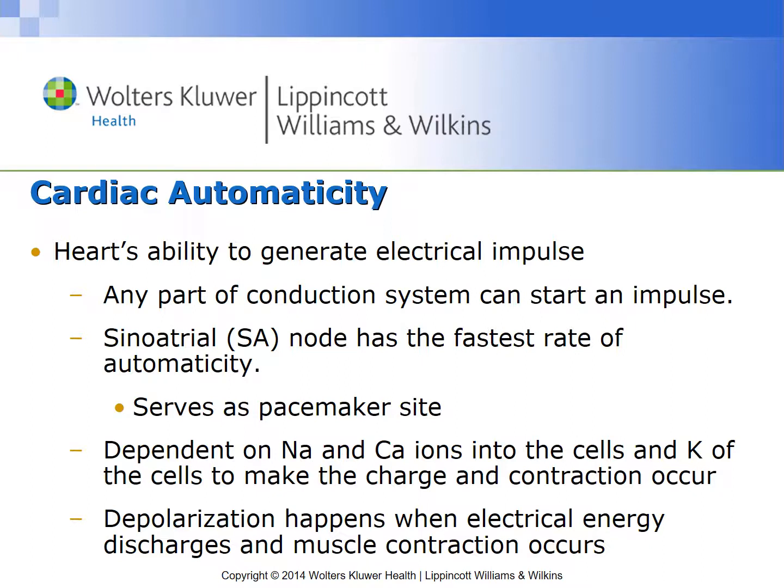Now, depolarization happens when electrical energy discharges and the muscle contraction occurs. And I like to think about that as your electrical impulse, and then we have repolarization where it's resting.